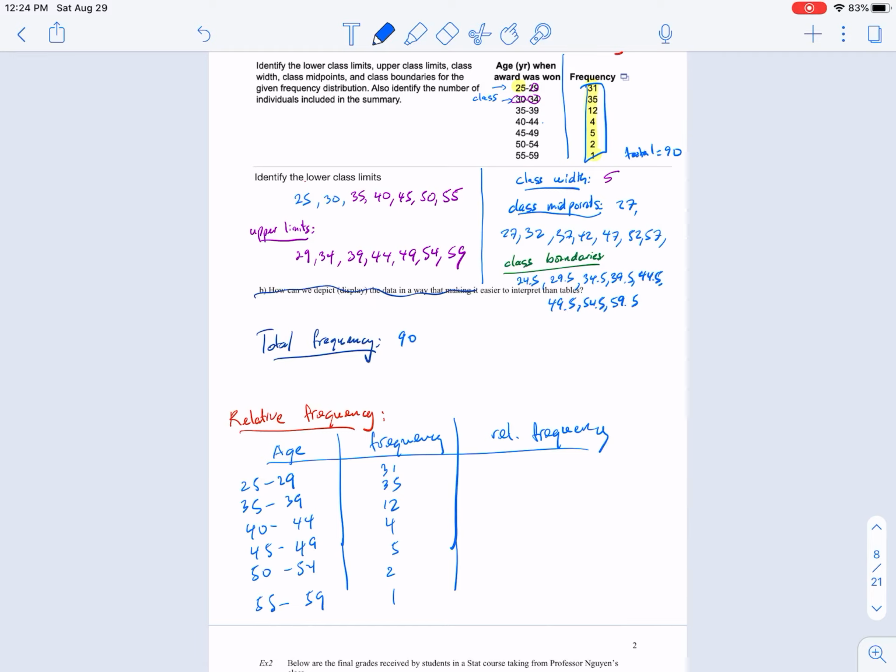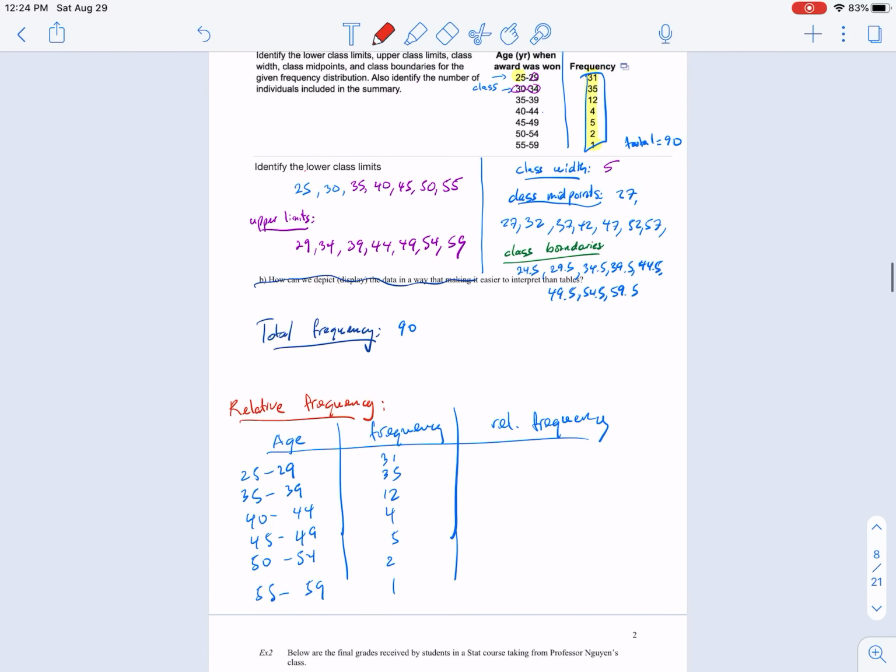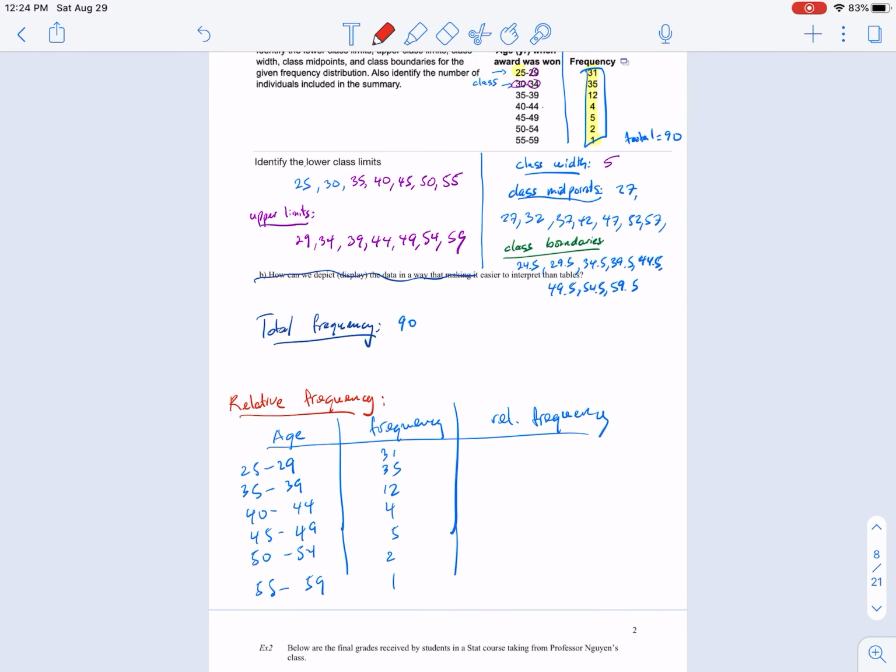I'm just going to do a few of the first ones so you get an idea how to calculate the relative frequency. So the total is 90. To get the percentage of the age group of all the people between 25 and 29 years old, we take the 31 frequency divided by the total frequency, which is 90. And that gives us the relative frequency, or the percentage, or the decimal. So about 34%, so 0.344, right? And the next one, we have 35 over 90. What is that? 35 divided by 90. That would be about 38%, so 0.388.